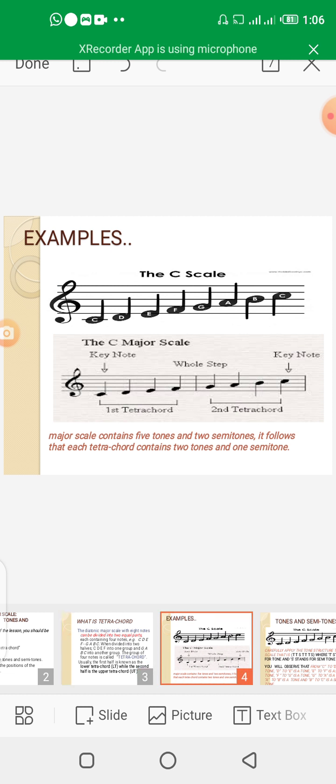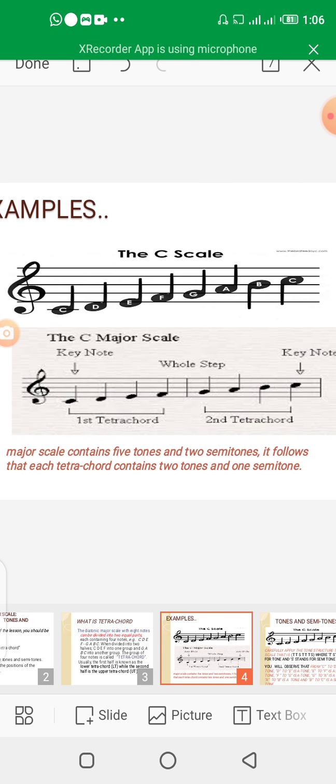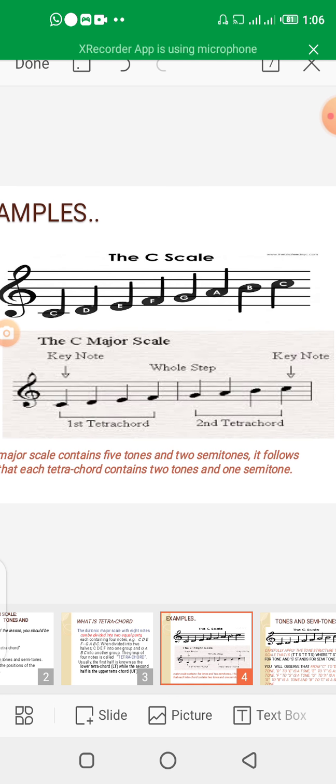This is a C major scale, just a graphical representation of what we just talked about. Now you're going to find out that the tonic started with C. So it is C, D, E, F, G, A, B, C. That's a scale, just a simple diatonic major scale.